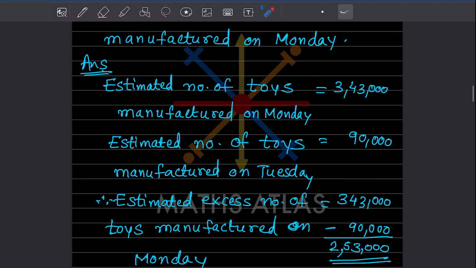So what are we going to do? We are going to subtract this number by this one. So after subtracting, we can say therefore estimated excess number of toys manufactured on Monday is 2,53,000. Hope you got this one. So this was for today's work.